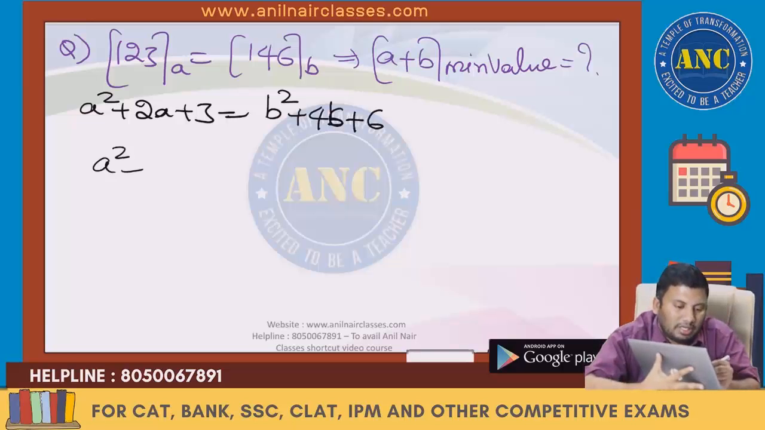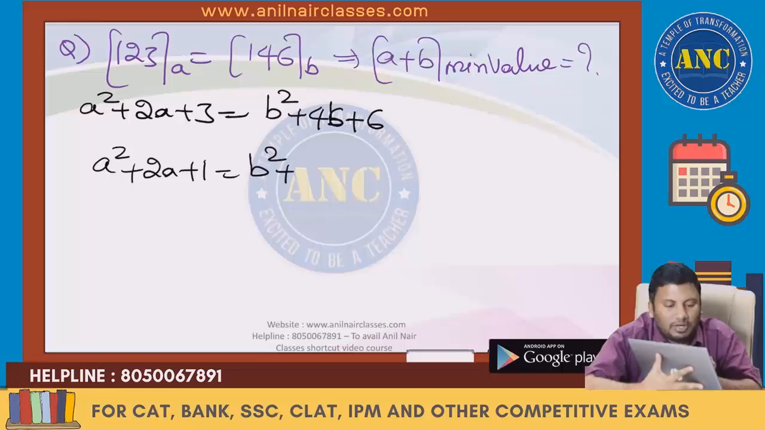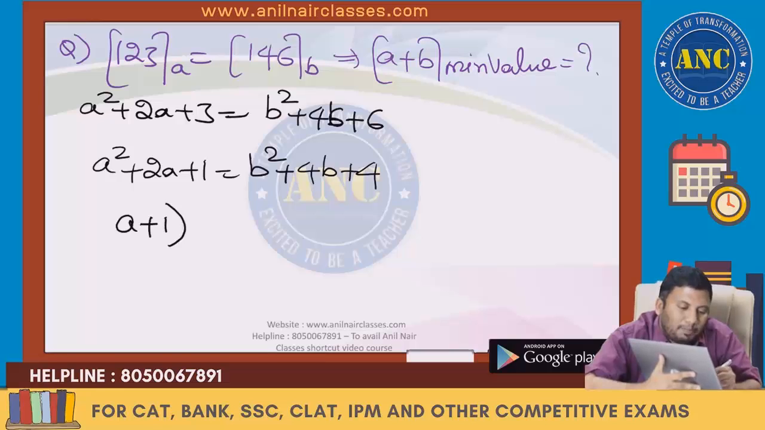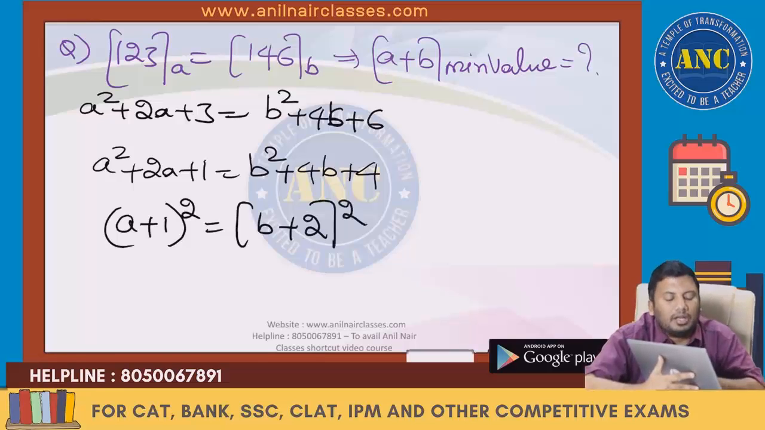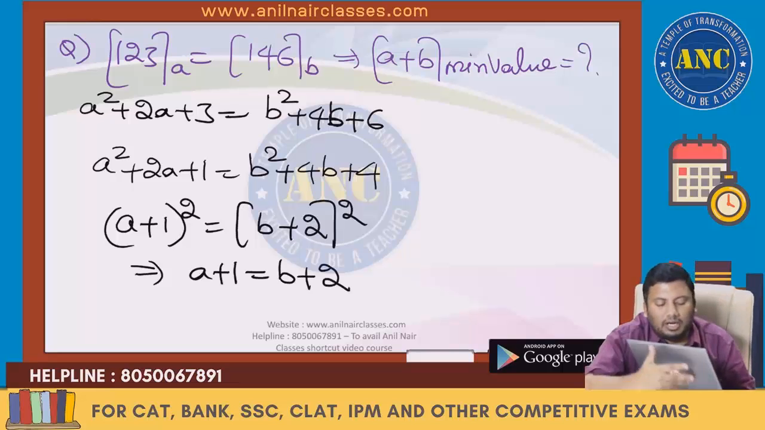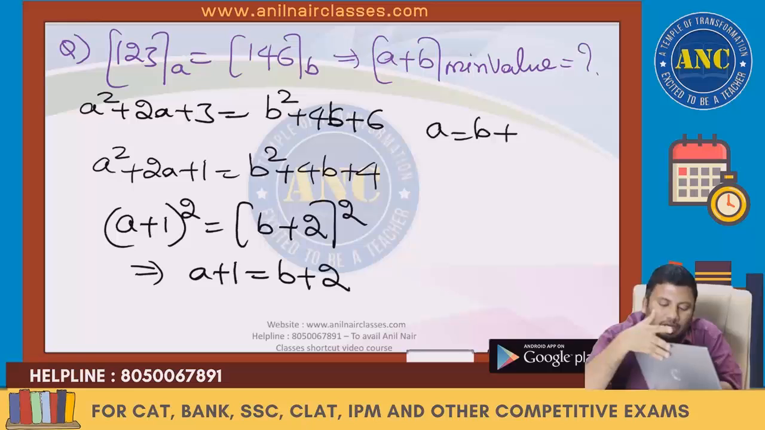This is nothing but A square plus 2A plus 1 equivalent to B square plus 4B plus 4. Am I right? Can I write like this? This is nothing but A plus 1 whole square, and this is B plus 2 whole square. So both will be equal when A plus 1 equivalent to B plus 2. So A equivalent to B plus 1.